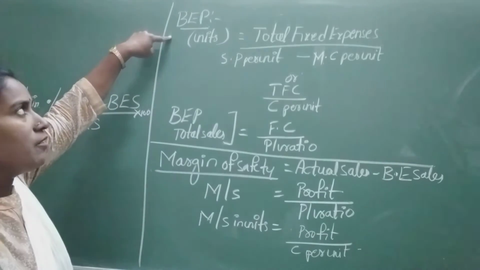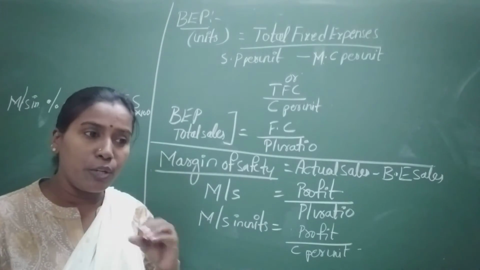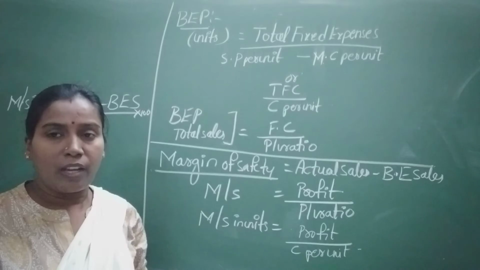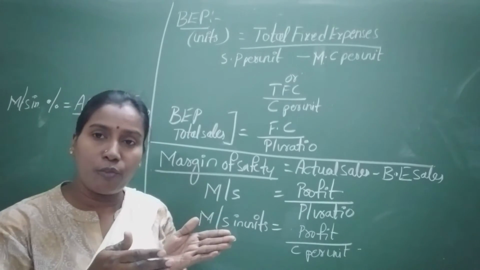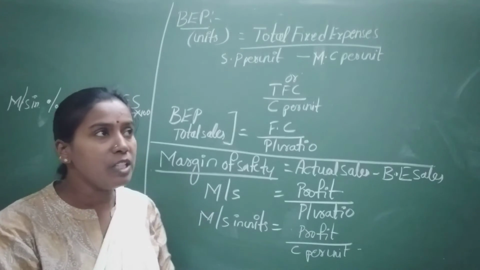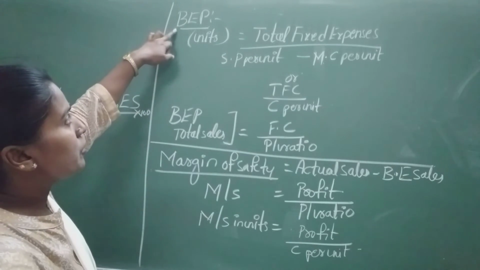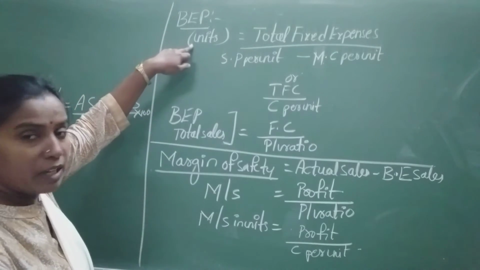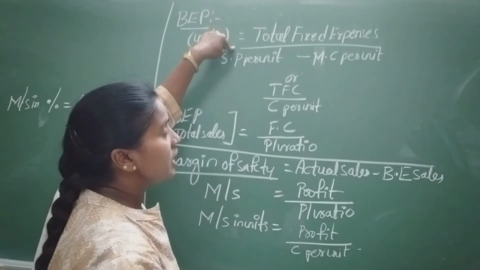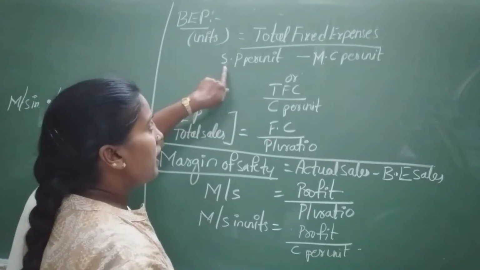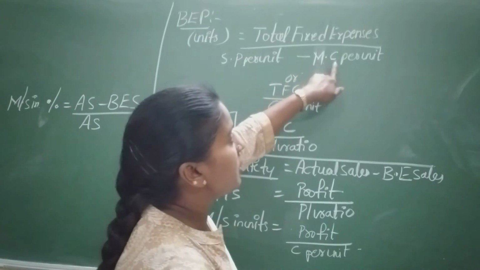Second formula of break-even point, when you want to calculate how many units should be produced at this particular cost. Okay, so you have such an investment that is in lakhs of rupees. For these many lakhs of rupees, how many units can I produce? If you want to calculate, you can use the break-even units formula. What is the formula for the break-even units? Total fixed expenses divided by selling price per unit minus marginal cost per unit.